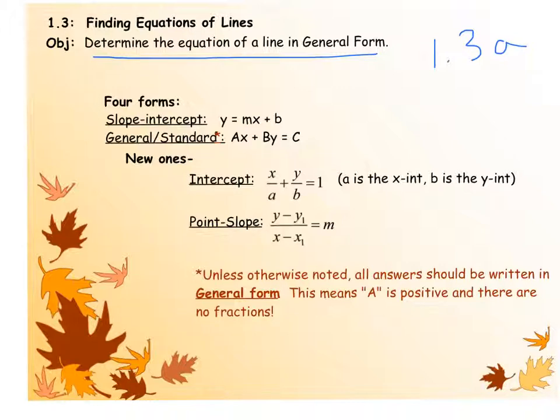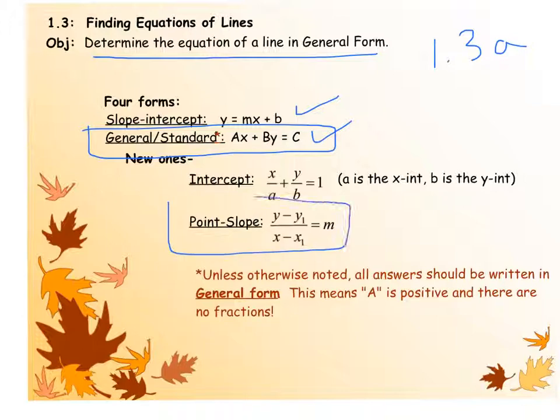Okay, it's important at this point in time to be really clear on the different forms of lines. To start with, we have slope-intercept form, y equals mx plus b, where m is the slope and b is the y-intercept. General form, and you will notice in the instructions that this is the form we have to get our equation to in order to be done.